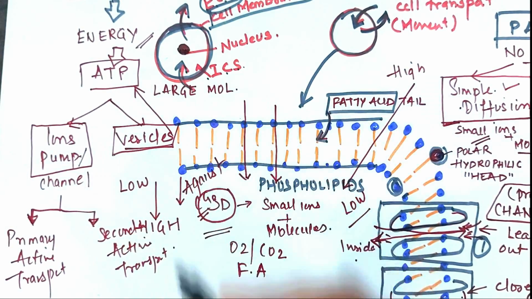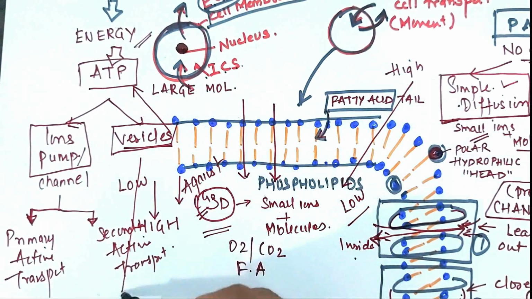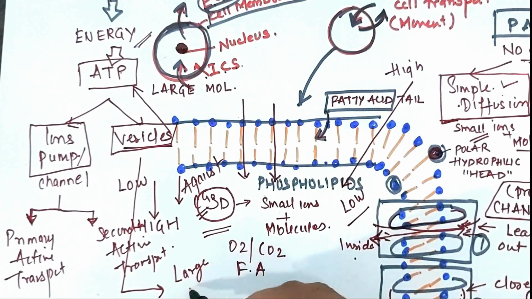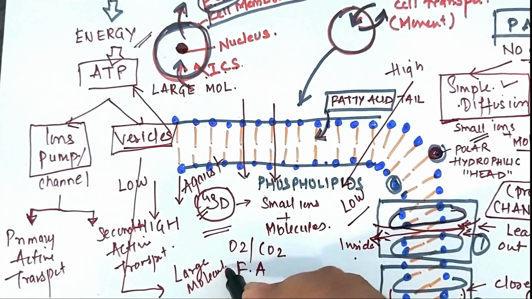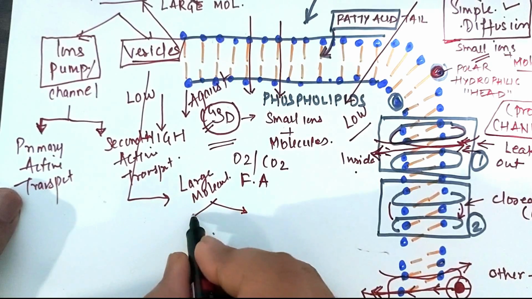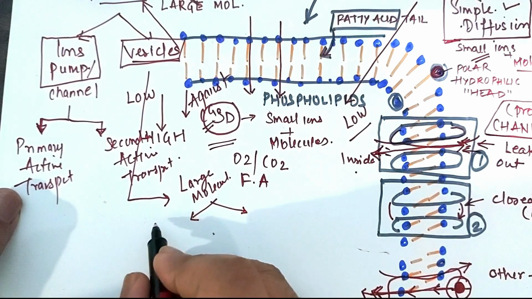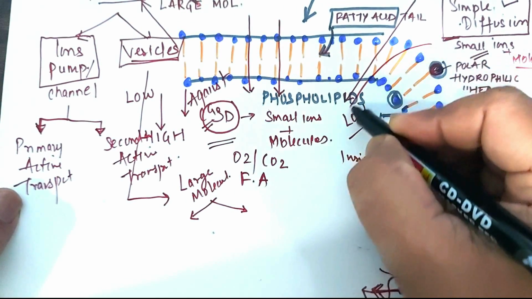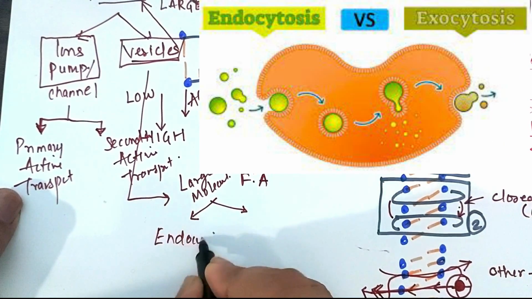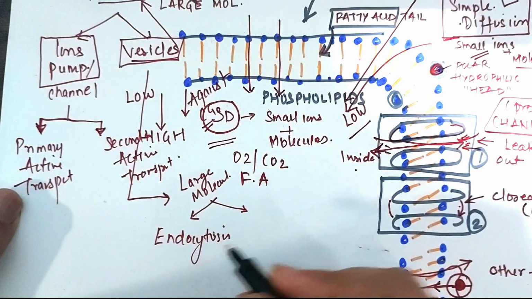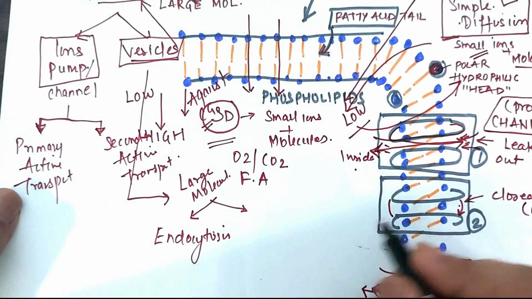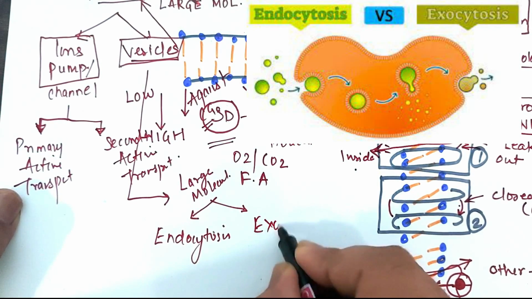Vesicles, I'll draw it over here, are basically for the large molecules, which get transported with the help of the vesicles. Now, anything which comes inside the cell is basically called endocytosis. And anything which goes outside the cell with the help of the vesicle is called exocytosis.